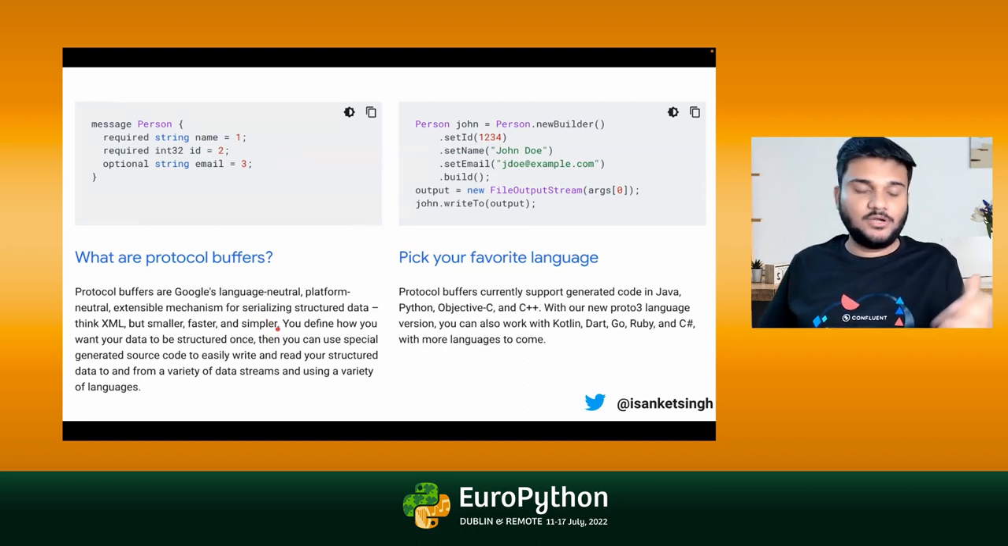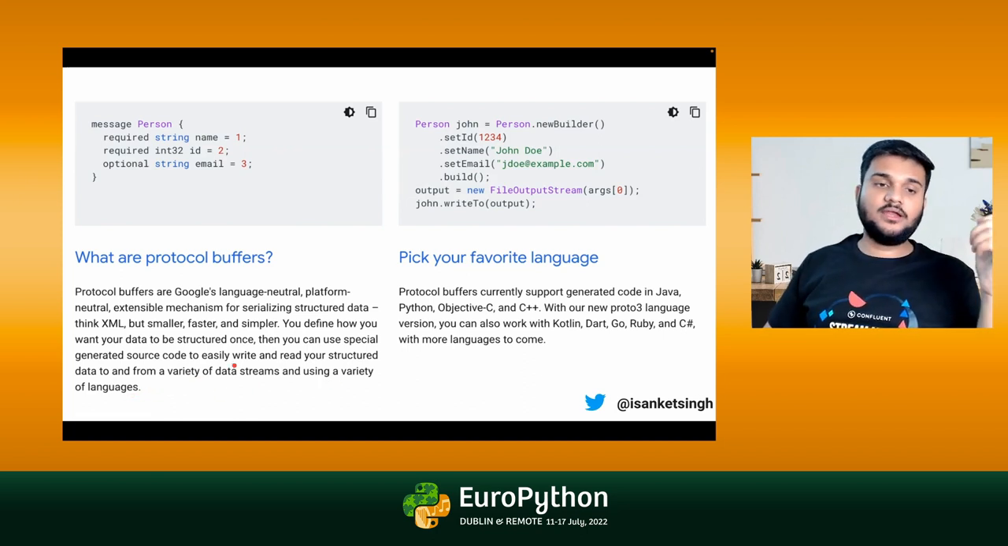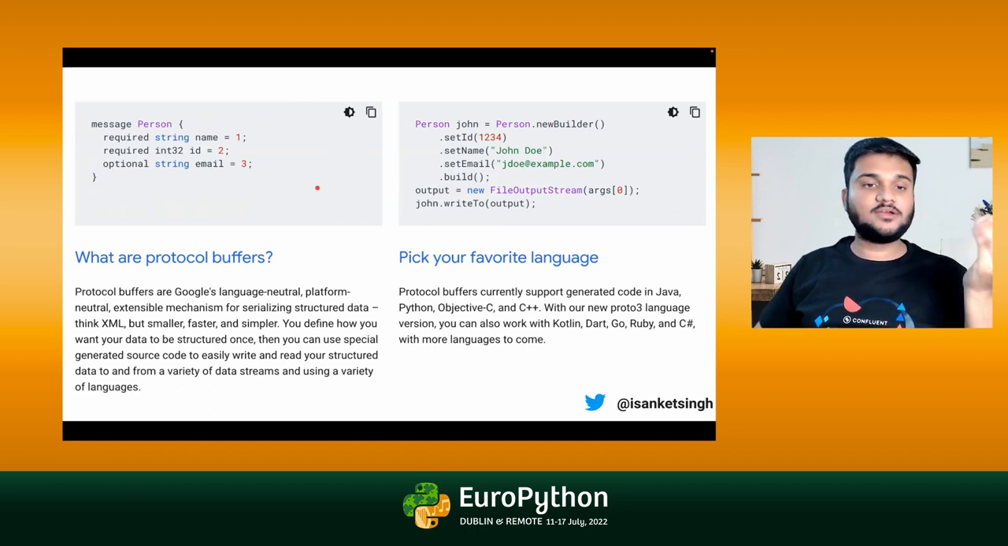And it's really simple to prepare. You define how you want your data to be structured once. Then you can use special generated source code to easily write and read your structured data to and from a variety of data streams and using a variety of languages. So, as I said, you'll just maintain protocol buffers like this. Then there are dedicated code generators given to us by Google, which are going to generate client-side code for you that will help you interact with these protocol buffers directly, right?